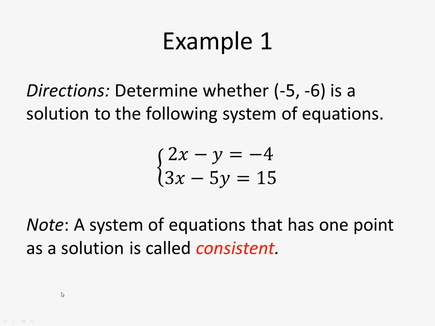Okay, so also we want to note that a system of equations that has one point as a solution is called a consistent system. Okay, it's a consistent system. Sometimes you can have not just one solution will work, but in fact infinitely many solutions to a system of equations. Also, you can have a situation where you have no solutions to a system of equations. So we'll talk about that more as we go through in a moment.